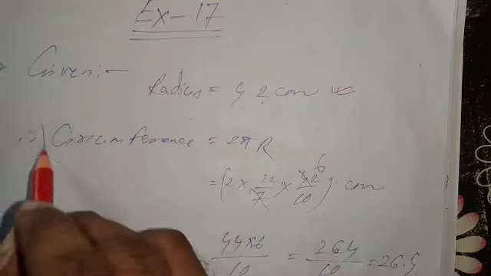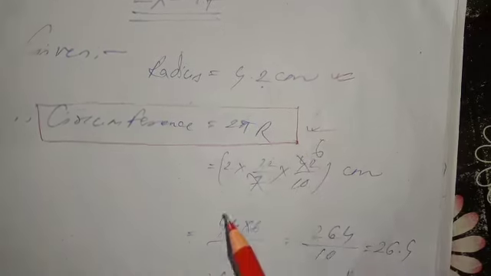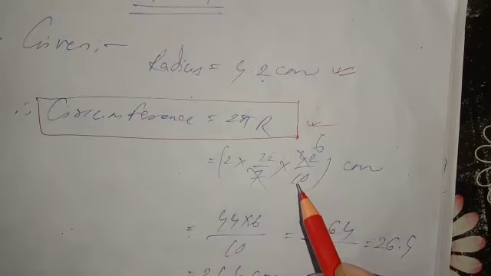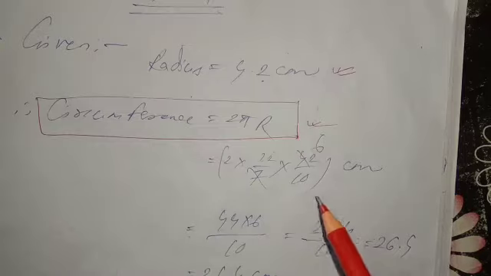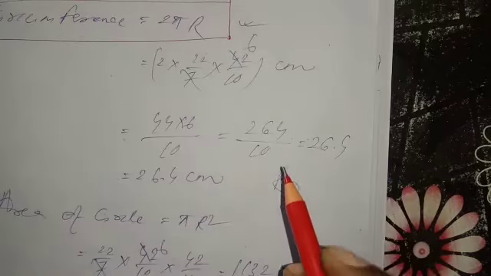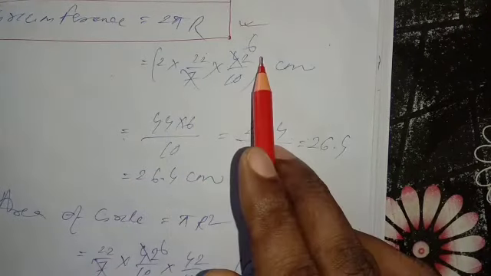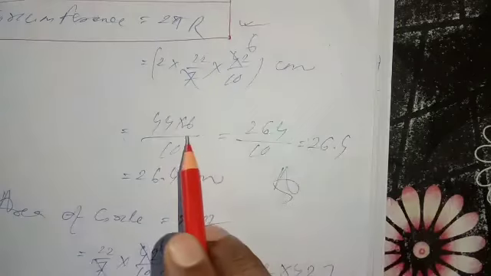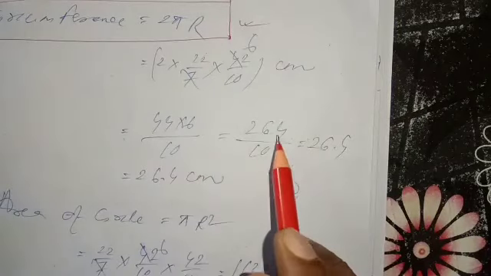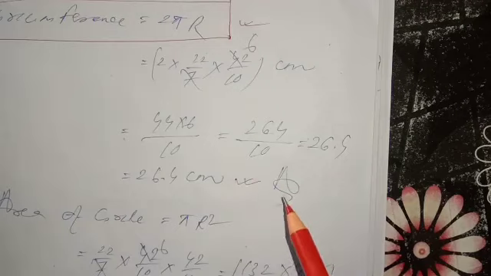Circumference of circle formula is 2 pi r. 2 into pi means 22 by 7 into 4.2 means 42 by 10. After simplification it is coming 26.4. You just have to simplify. 2 into 22 by 7, 42 by 10, 7 sixes are 42, then 44 into 6, 264 by 10, 26.4 centimeter. This is the circumference of the circle.